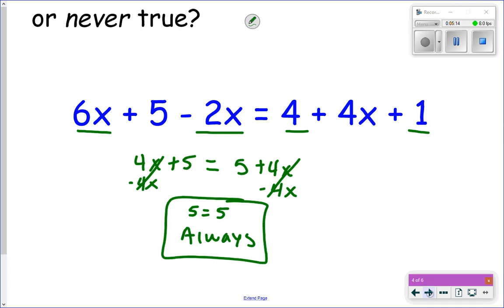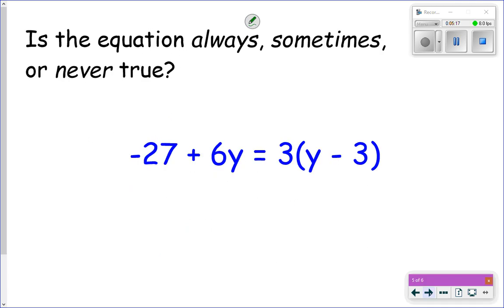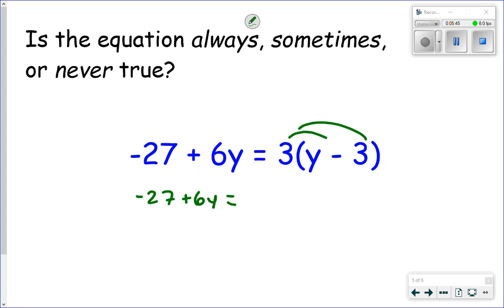Okay, last example. We've got negative 27 plus 6y equals 3 times y minus 3. So again, first step, we're going to look on the left-hand side, see if there's anything I can put together to make it in smaller terms. I can't combine negative 27 and 6y. They are not the same. On the right-hand side, I don't have anything I can put together yet, but I do have a number outside of parentheses, which means I need to distribute. So I'm just going to rewrite the left-hand side first. And on the right, I'm going to distribute: 3 times y is 3y. 3 times negative 3 is negative 9.